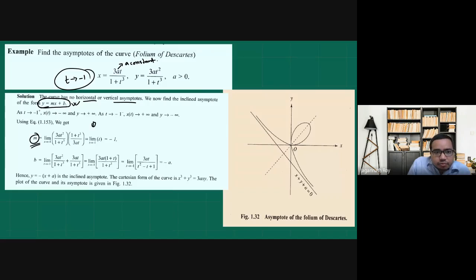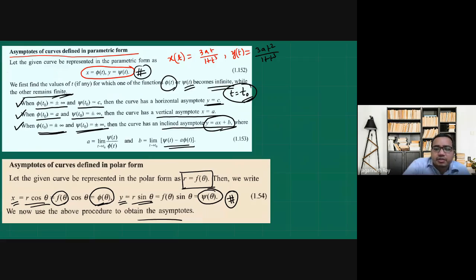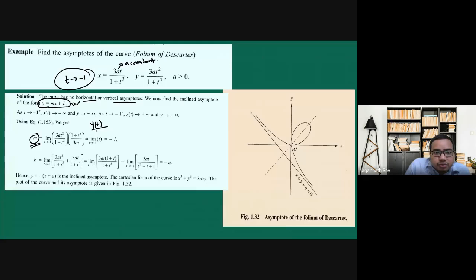So x of t by, sorry, y of t. Let me check. Psi of t. So the second function, y of t by x of t. So this one will give us the -1. Okay. Now once we get this m value, then we will define the b value. B will be this function. So here we are getting this, and here is a constant. So the inclined asymptote is this one.